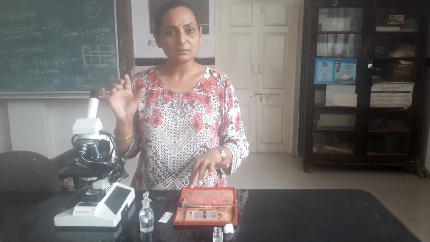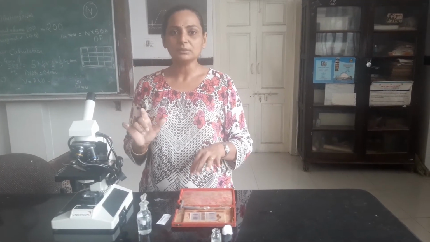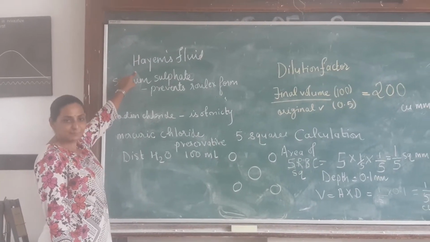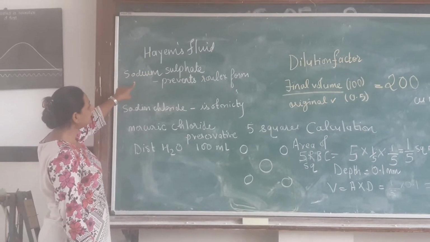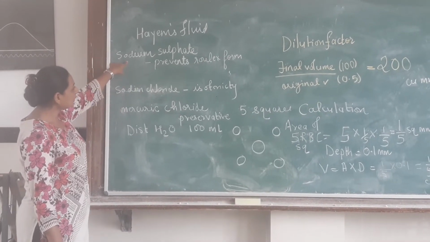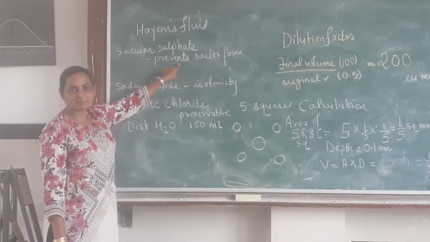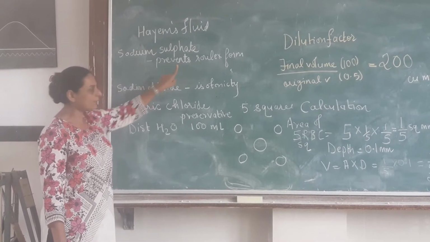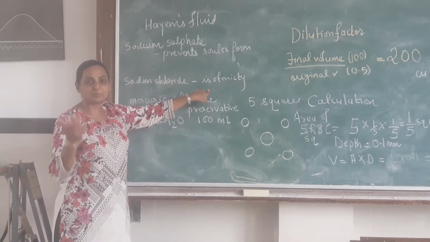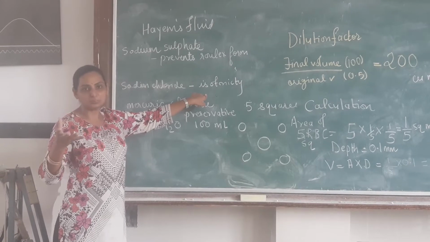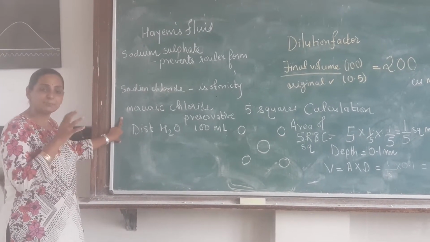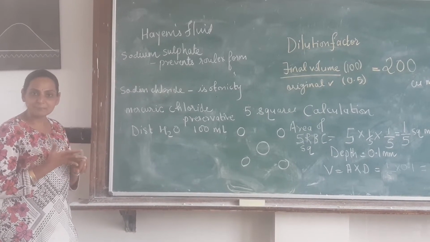So now let's have a look at the components of the RBC diluting fluid, that is the Hayem's fluid. What are the components of this Hayem's fluid? Sodium sulfate, sodium chloride and mercuric chloride. Sodium sulfate will prevent the aggregation of RBC, that means it will prevent rouleaux formation. Sodium chloride will maintain the isotonicity, which will prevent the RBCs from swelling, bursting or shrinking. Mercuric chloride is a preservative, antifungal, antibacterial.